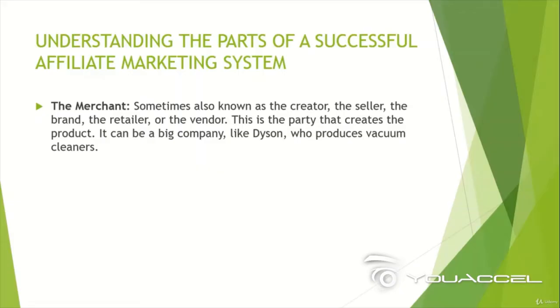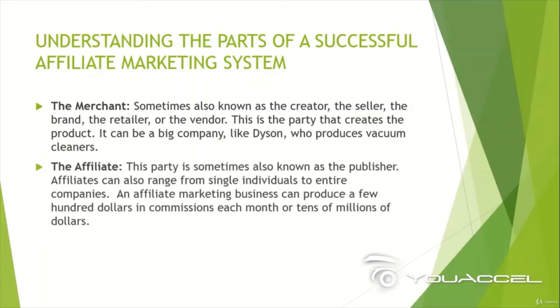The next part of the successful affiliate marketing system is you. That is the affiliate. This party is sometimes also known as the publisher. Affiliates can range from a single individual to entire companies. An affiliate marketing business can produce a few hundred dollars in commissions each month or tens of millions of dollars.